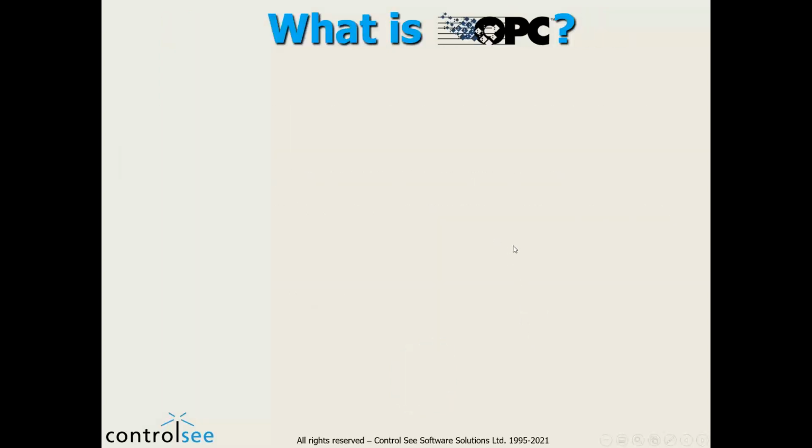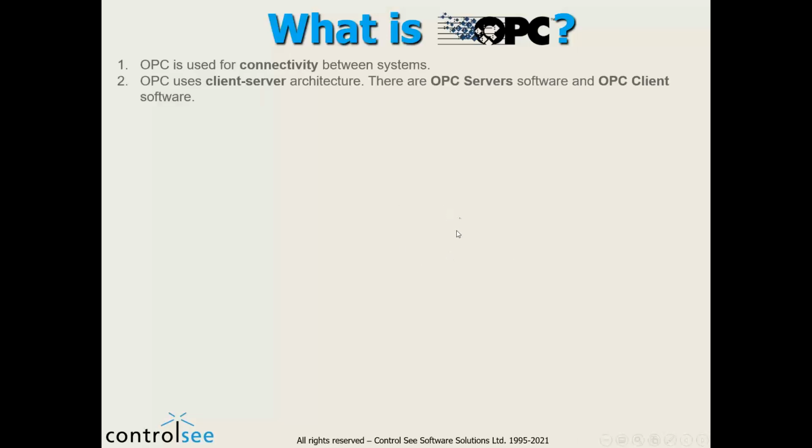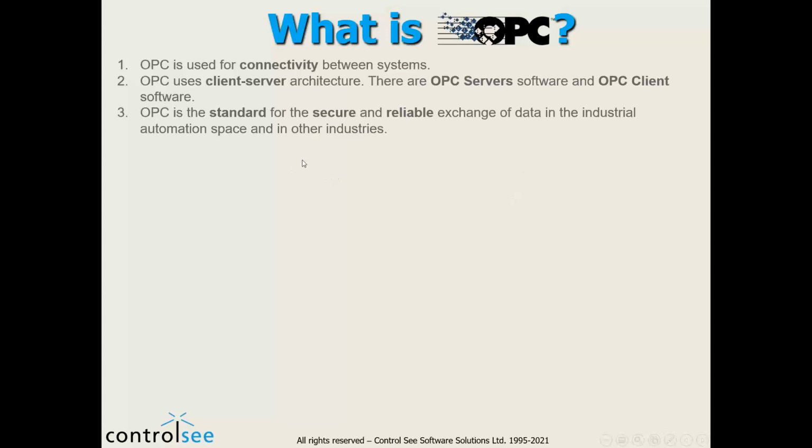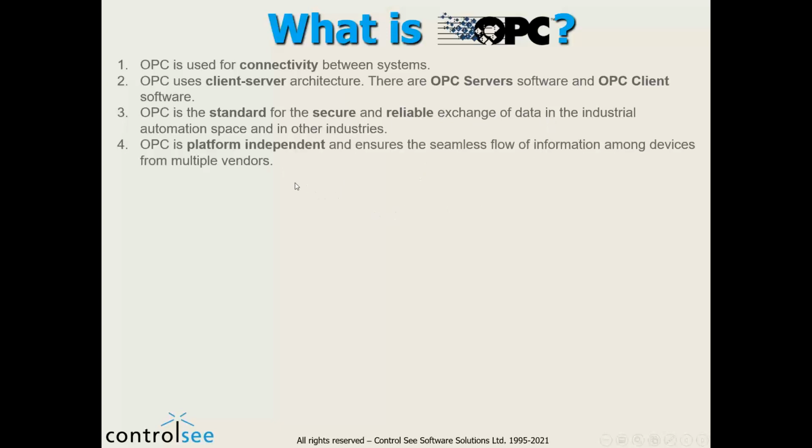Okay, so what is OPC? OPC is used for connectivity between systems. OPC uses client-server architecture. There are OPC servers and there are OPC client software. OPC is a standard for secure and reliable exchange of data in the industrial automation space and also in other industries. OPC is platform independent and ensures the seamless flow of information among devices from multiple vendors.